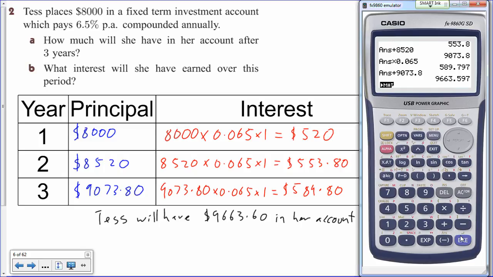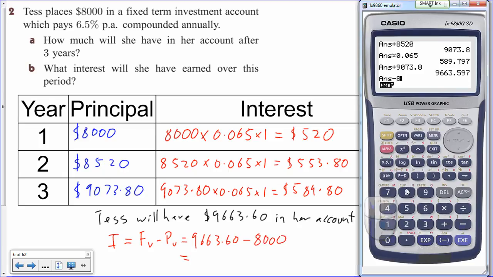Second part is working out how much interest. So we can do it two ways. We can either add up all the interest there, or we can do final value take initial value. I'm going to do final value take initial value. So final value, present value, or the initial principal. So we've got 9663.60 take away 8,000.